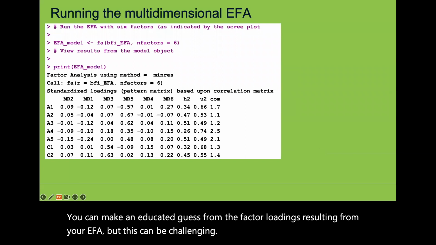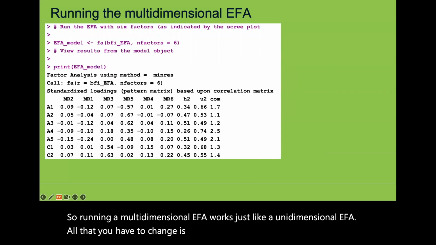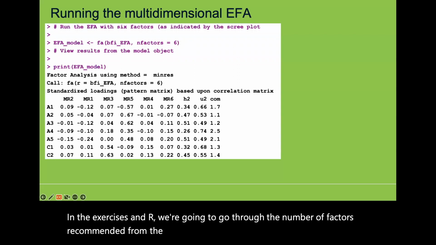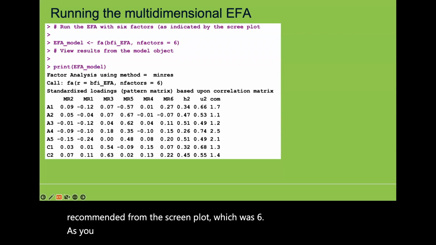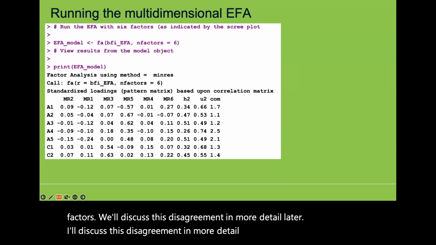So running a multidimensional EFA works just like a unidimensional EFA. All that you have to change is the nfactors argument. In the exercises in R, we're going to go through the number of factors recommended from the scree plot, which was 6. As you remember, the theory behind the data set recommended 5 factors. I'll discuss this disagreement in more detail later and offer some empirical ways to compare different models.